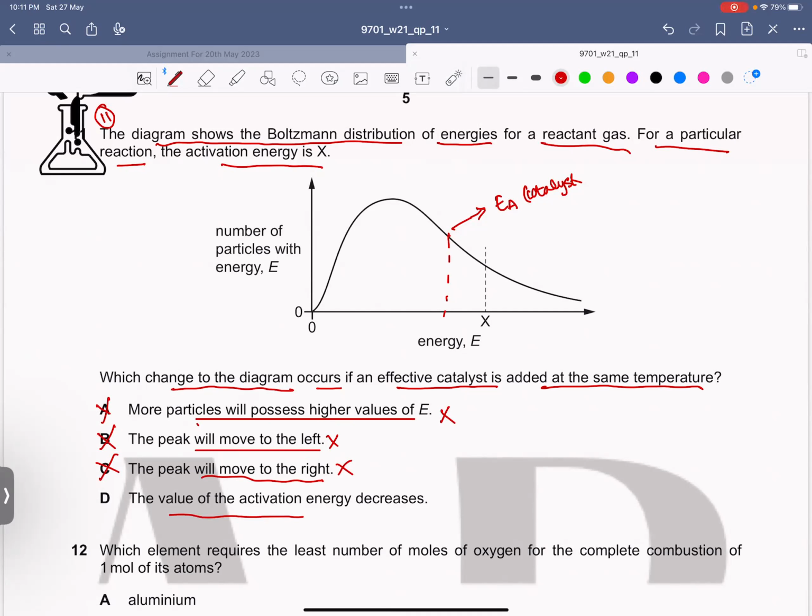The value of the activation energy decreases. Yes, that's what happened, as activation energy is on the x-axis. So it moves to the left, which means it decreases. So D is our correct answer. Is this understandable to everyone?